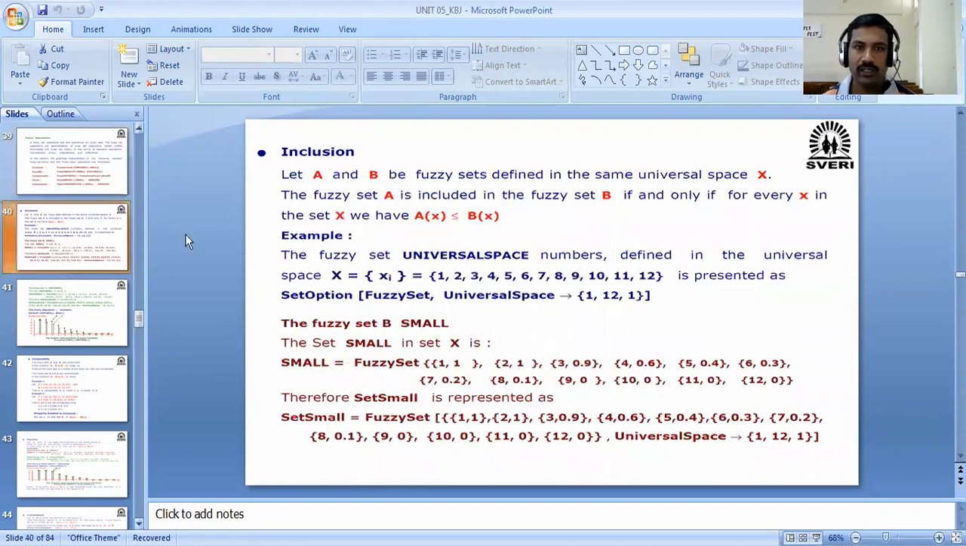Out of that, the first one is inclusion. Let A and B be fuzzy sets defined on the same universal space X. Then fuzzy set A is included in fuzzy set B if and only if for every x in the set X we have the same.